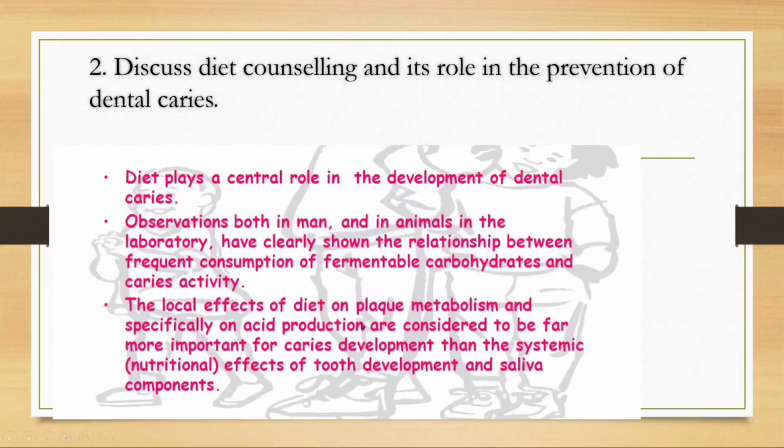So the local effects of diet on plaque metabolism, and specifically on acid production, are considered to be far more important for caries development than the systemic effect on tooth development and saliva components. So caries basically depends on diet. If we manage diet well, we can prevent the majority of the caries rather than through other factors such as saliva and tooth development.